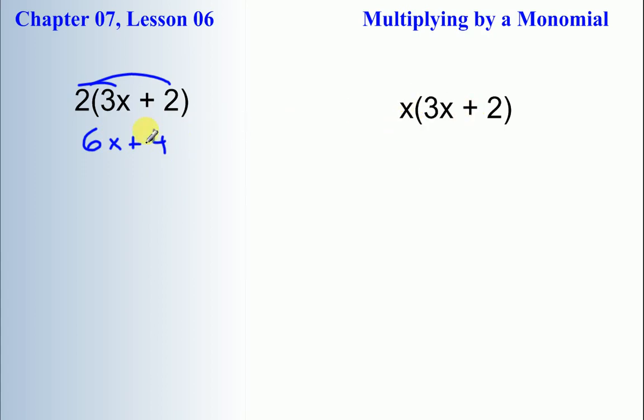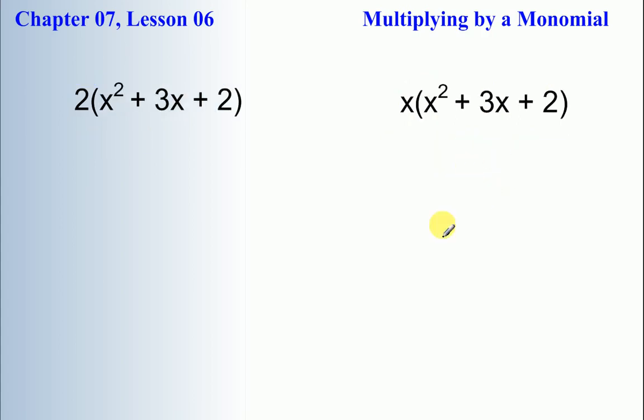Well, if it's not a 2, if it's a variable in front, I'll do the same thing. x times 3x gives us 3x squared, and x times 2 is plus 2x.